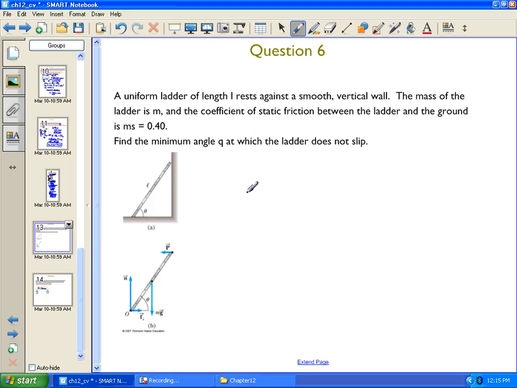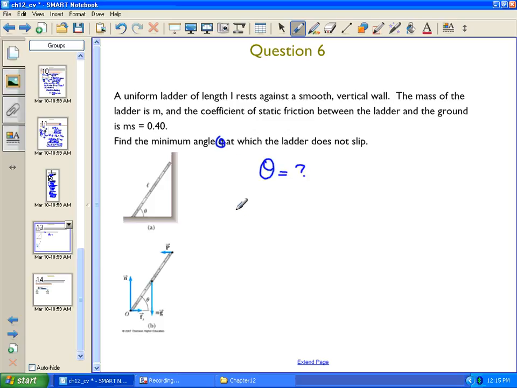Mu s is 0.4. And we're asked to determine the angle theta at which the ladder will not undergo any motion. In other words, we want the largest angle of theta for which the ladder is not going to experience kinetic friction, in other words, movement. Okay, so the unknown here is the angle theta.